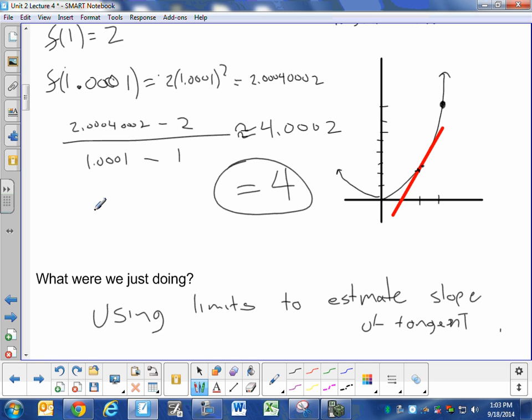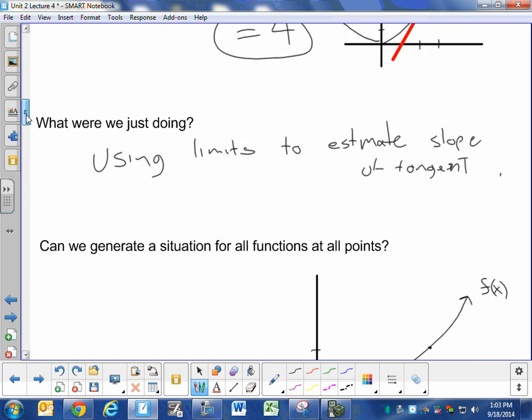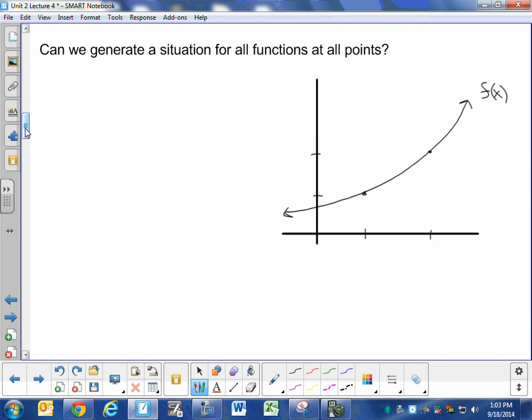Does that make sense? I could show you, but we need to move on. So let's see if we can generate maybe our how to find a slope of a tangent formula for all situations.